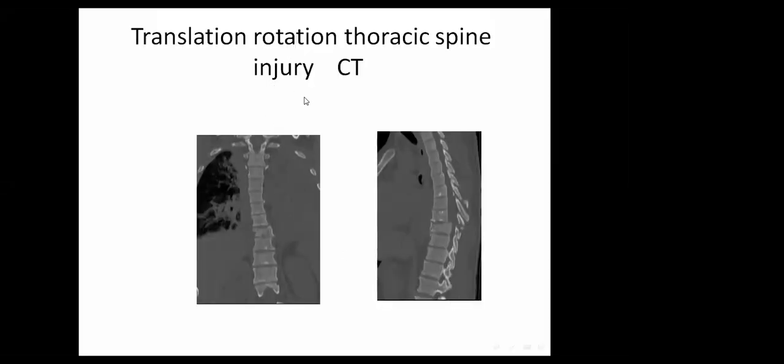Translation fracture as it appears on the CT. This is a sagittal section, and this is a coronal section. There is translation rotation.